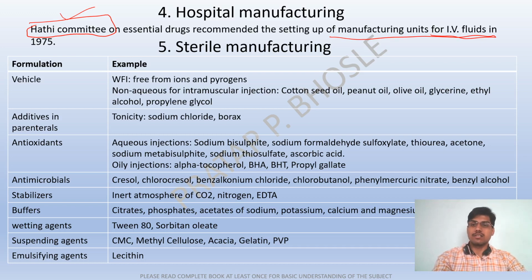Formulation vehicles, for example water for injection, free from ions and pyrogens. Non-aqueous vehicles for intramuscular injection are cottonseed oil, peanut oil, olive oil, glycerine, ethyl alcohol, propylene glycol. All of this can be asked. These are potential and very important questions, right?